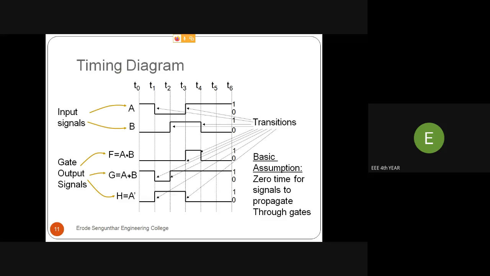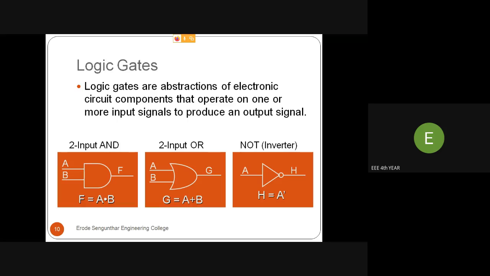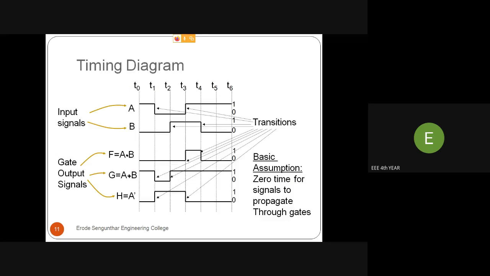Next, output G is equal to A plus B. See the previous slide, for the OR gate G is equal to A plus B. If any one of the inputs is high, the output is high. This is the concept of the OR operation. At T0, A is high and B is low, so the output is high. In the T1 to T2 interval, all the inputs are low, so the output is also low. This is the OR operation.